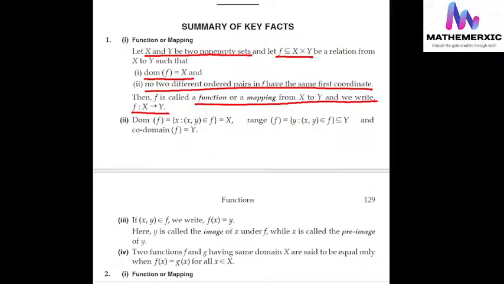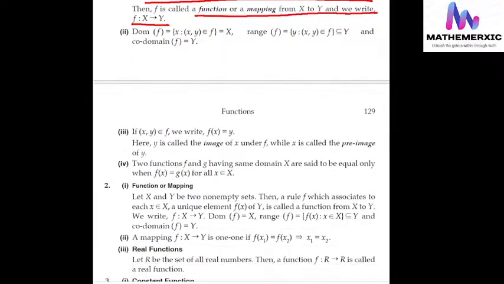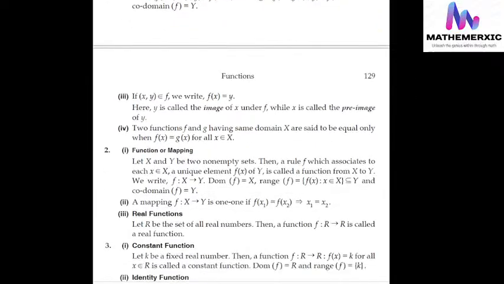(x, y) belongs to f, we write f(x) = y. y is the image of x under f, while x is called a pre-image of y. Two functions f and g. y is the image of x under f, and x is called a pre-image.